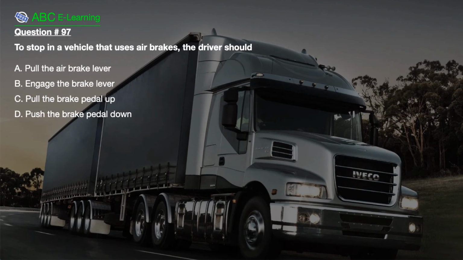Question number 97. To stop in a vehicle that uses air brakes, the driver should: A. pull the air brake lever. B. engage the brake lever. C. pull the brake pedal up. D. push the brake pedal down.